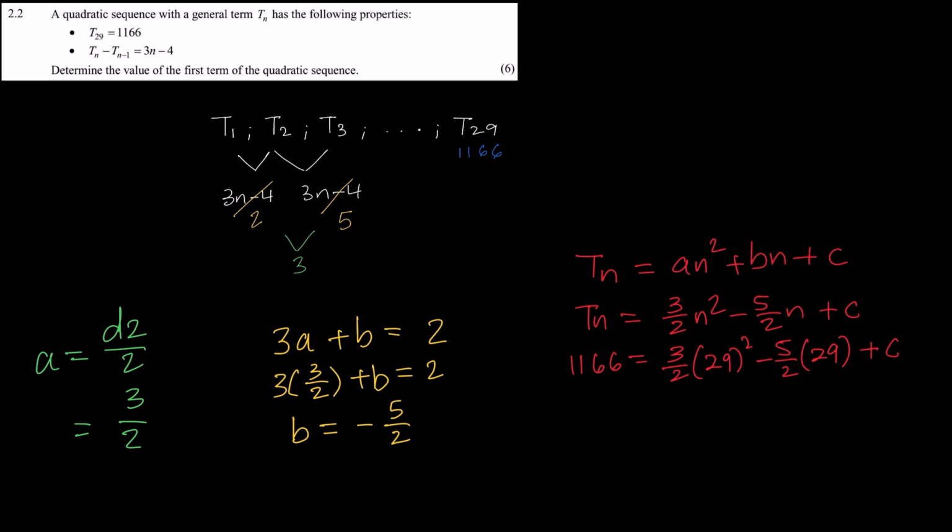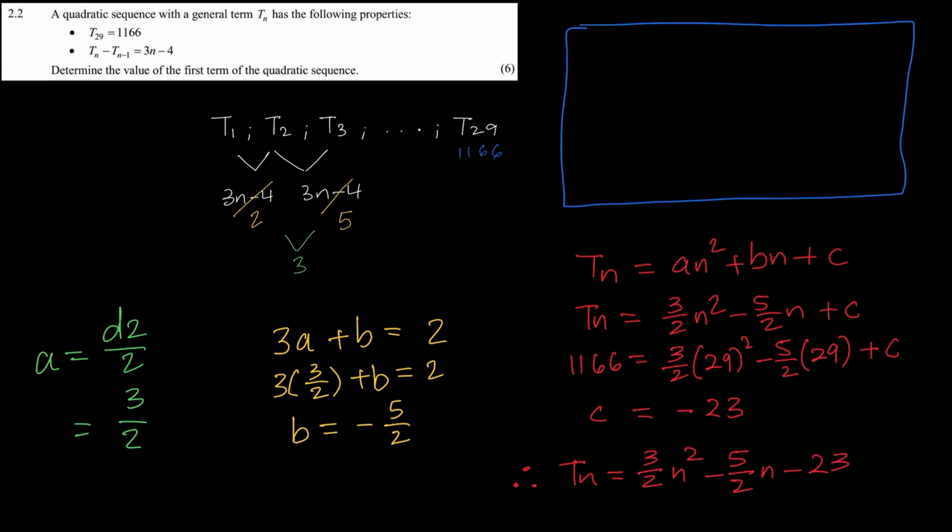We can now solve for c. C is minus 23. That means our quadratic expression has the formula Tn equals 3 over 2 n squared minus 5 over 2n minus 23. Now all we need to do is work out the first term. So we'll work this out in the top right corner. The first term, T1, is going to equal 3 over 2 into 1 squared minus 5 over 2 times 1 minus 23, meaning that the first term is equal to negative 24.